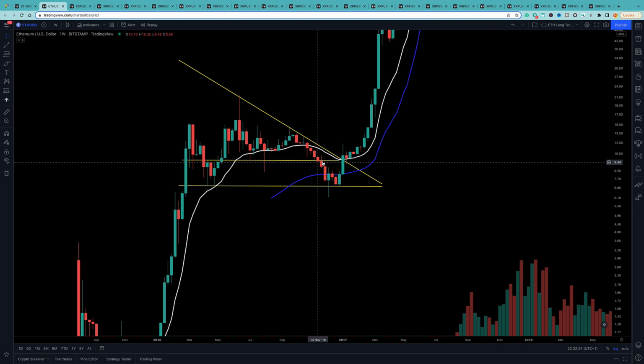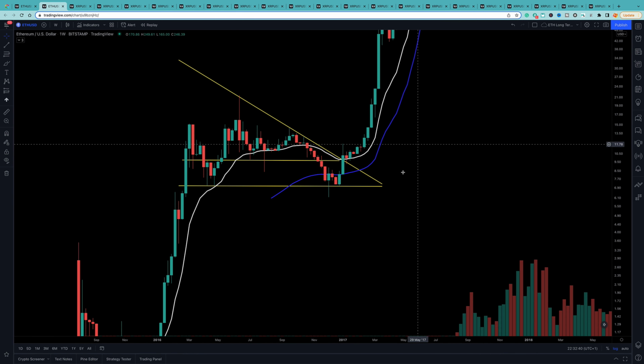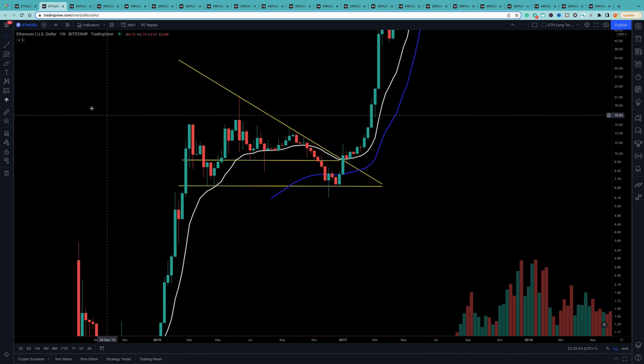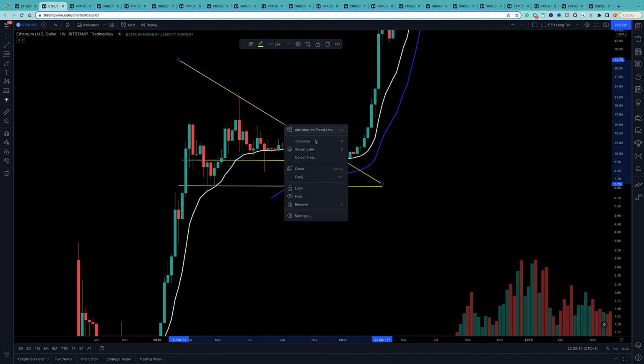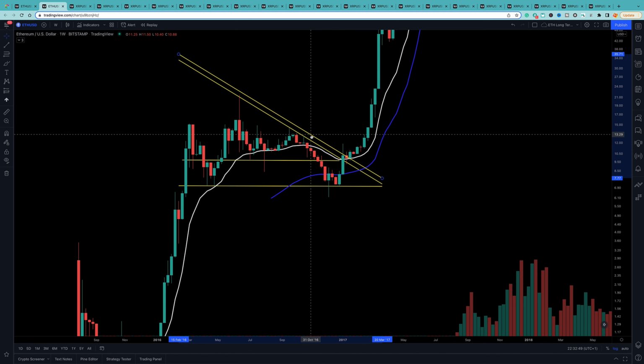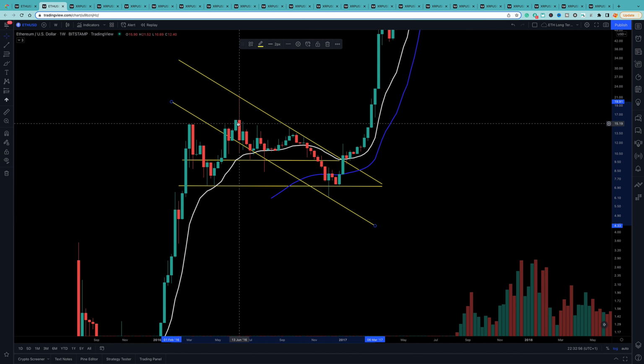Is it worth doing? 1, 2, 3, 4, 5. I'll leave it in, but I'll actually use this line here. 1, 2, 3, 4, and up it went. Do we have a channel line here? Can we see a clear, is there a clear channel?